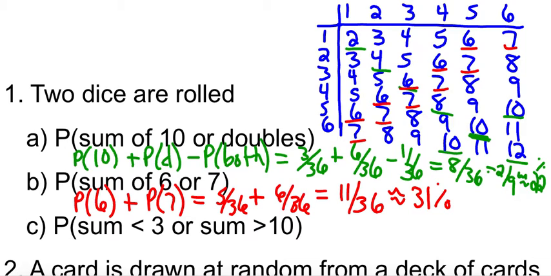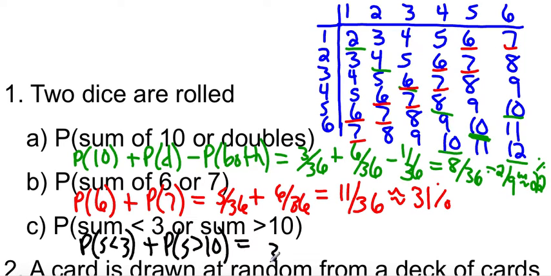All right, last one of these. We want a sum less than 3 or a sum greater than 10. There's not going to be overlap on that. You cannot roll something that has a sum less than 3 and a sum greater than 10. So we don't have to worry about overlap. So we're doing the probability that the sum is less than 3 plus the probability that the sum is greater than 10.